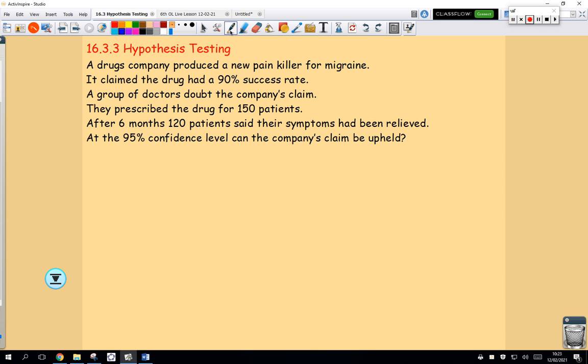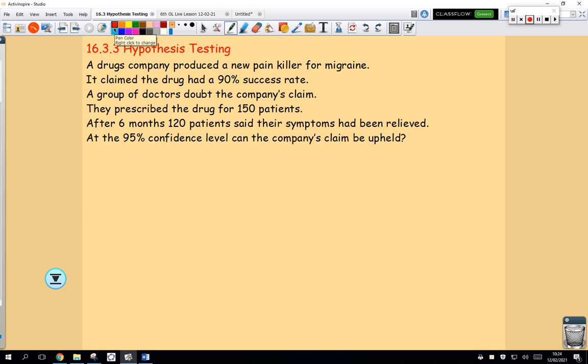A drugs company produced a new painkiller for migraine. It claimed that the drug had a 90% success rate. Okay, so in other words, 90% of the time it relieved the pain of migraine. A group of doctors doubt the company's claim. They prescribed the drug for 150 patients. After 6 months, 120 patients said their symptoms had been relieved. At the 95% confidence level, can the company's claim be upheld?